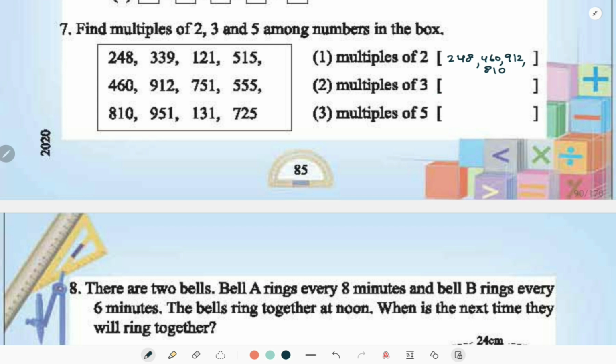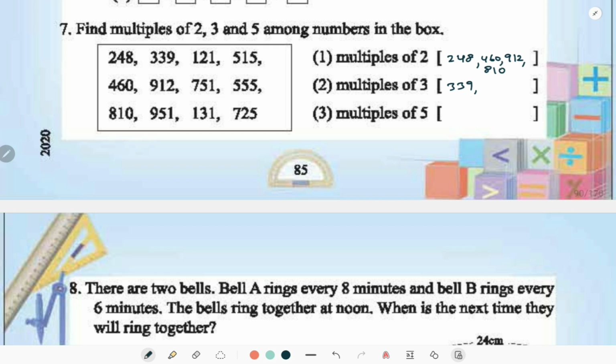It is a bit tricky. You need to add the digits up. 2 plus 4 is 6, 6 plus 8 is 14. So this is not a multiple of 3. 3 plus 3 plus 9, this is a multiple of 3. Okay, individual numbers are multiples of 3, right?